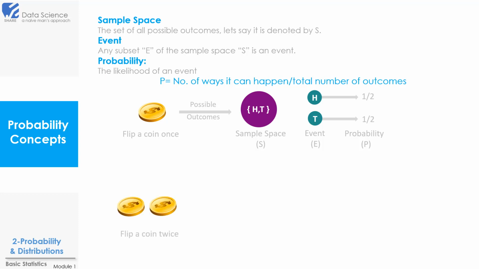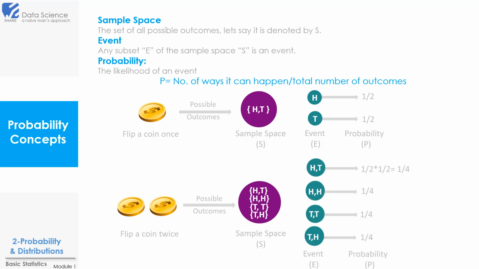Now let's say we flip the same coin twice. So the possible outcomes would be: first, the first flip of the coin gets head and second gets tail. Second could be both flips get heads. Third could be both flips get tails. And the last, fourth one, would be tails on the first flip and heads on the second flip. So these are the only possible outcomes. Hence this will be called the sample space.